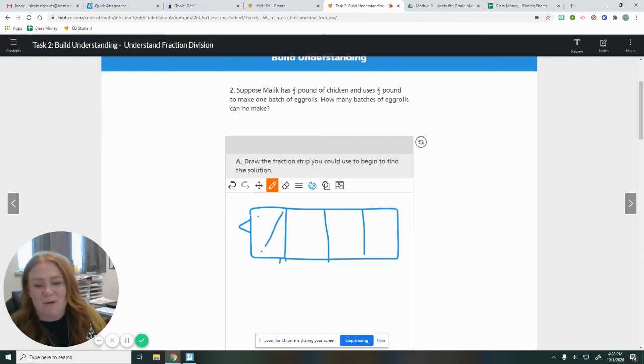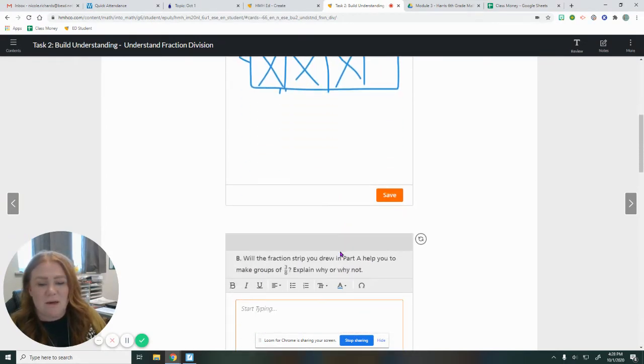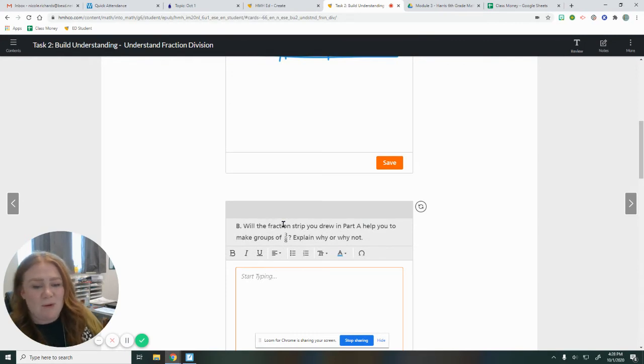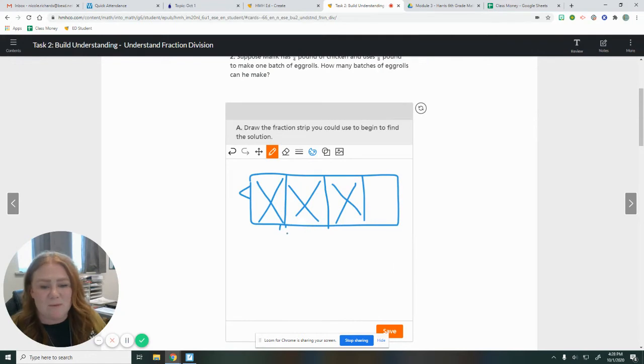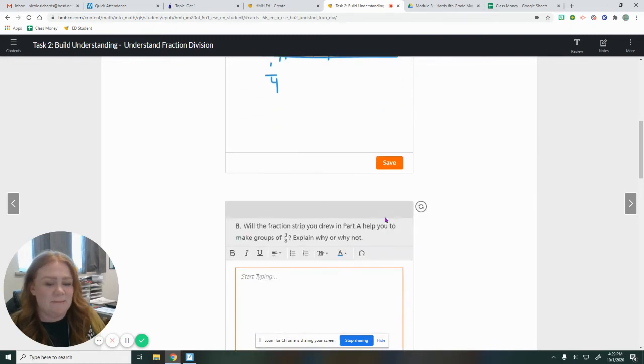So I know that I have 1/4, 2/4, 3/4 is what he has. So would we be able to make groups of 3/8 from what I drew? I know that each of these are a fourth, and I don't have 8s on here.